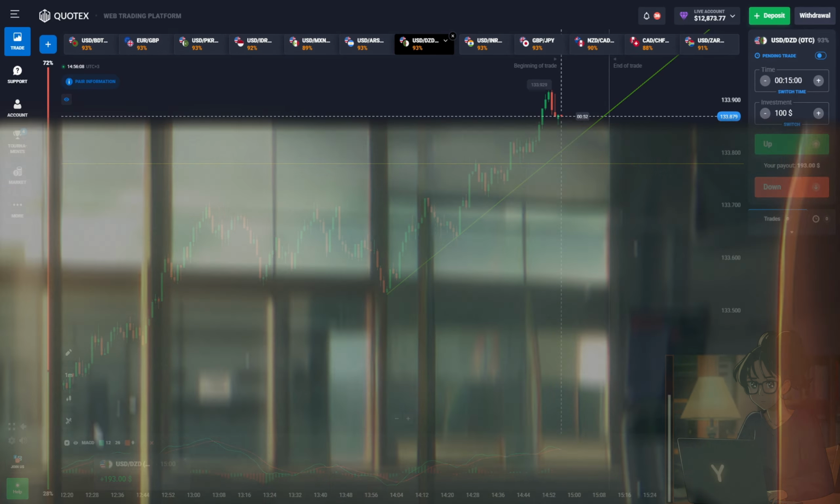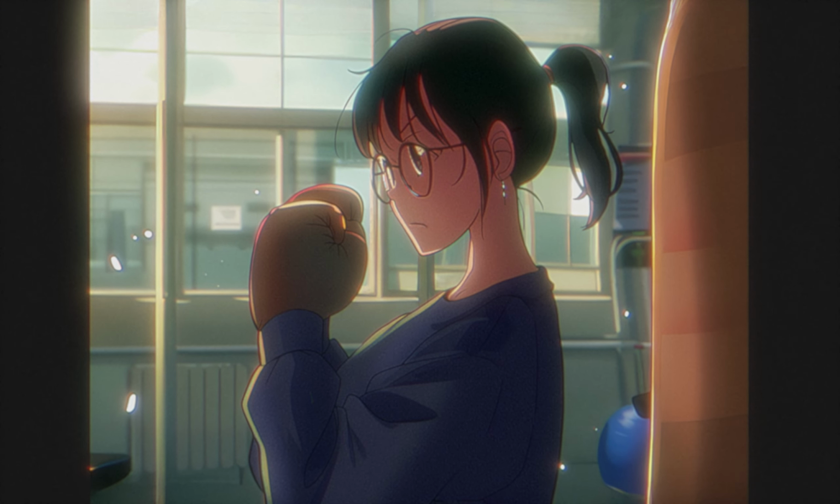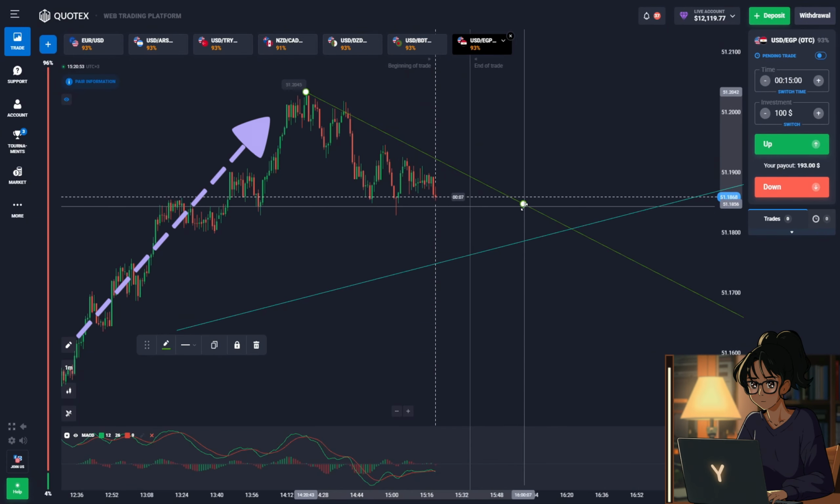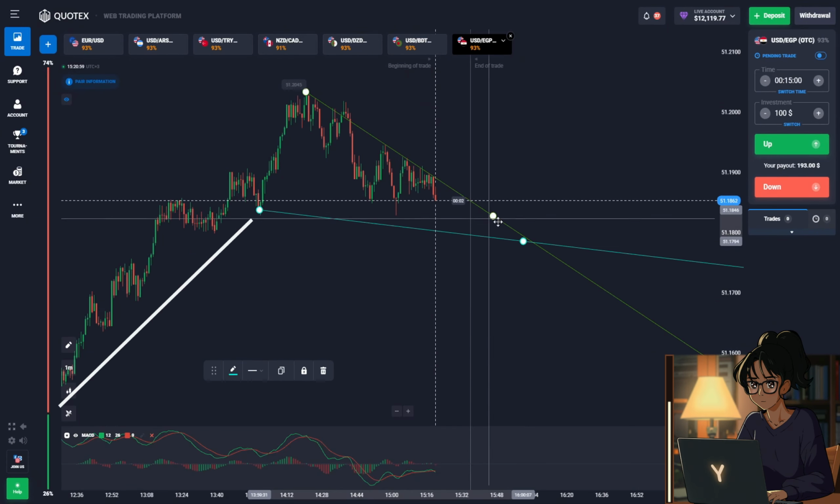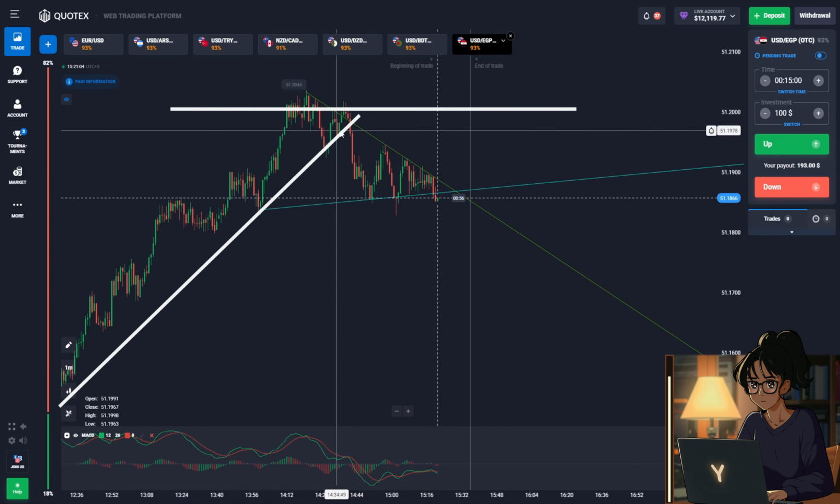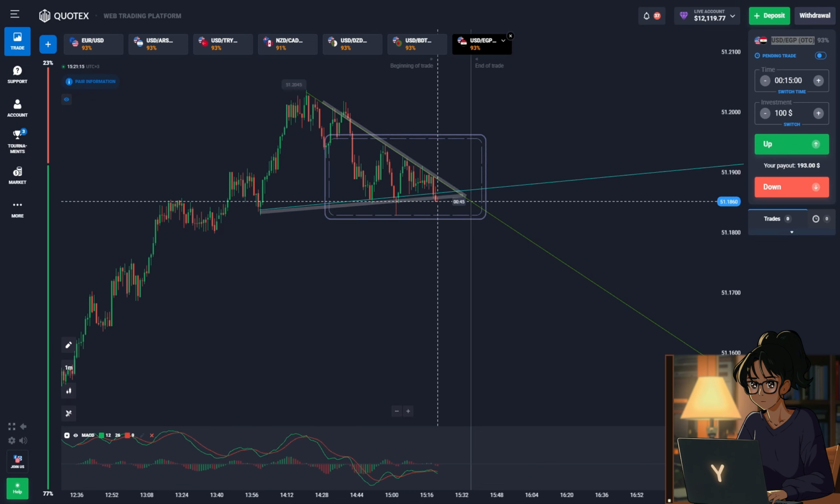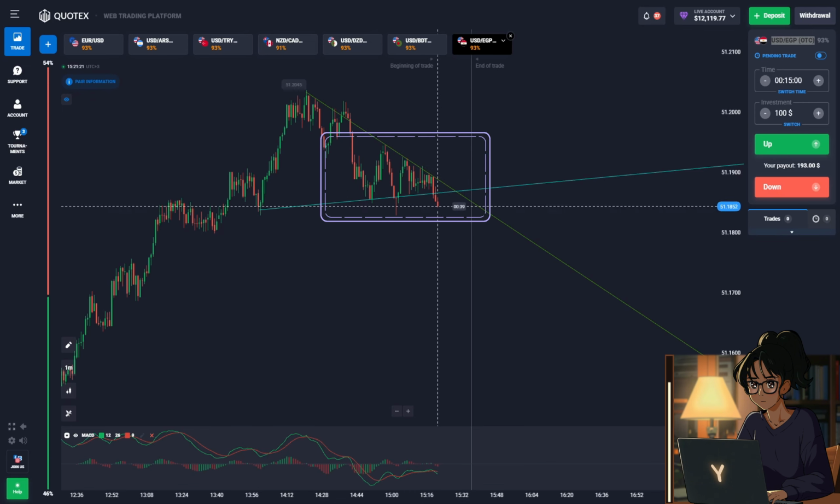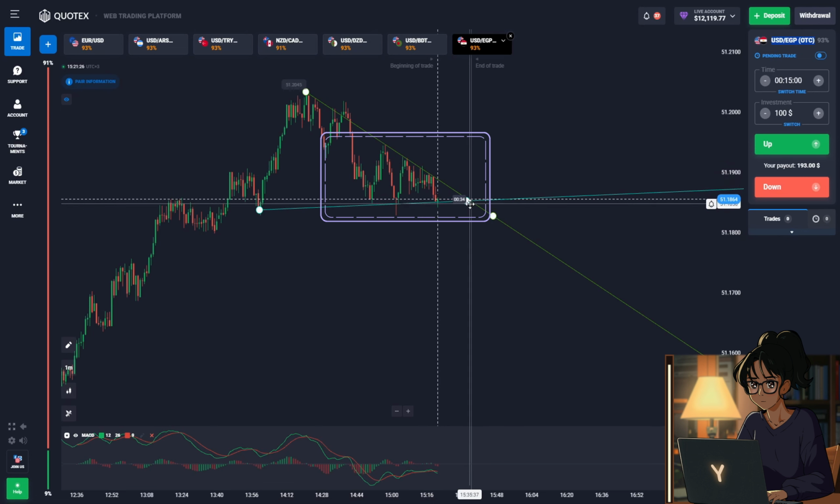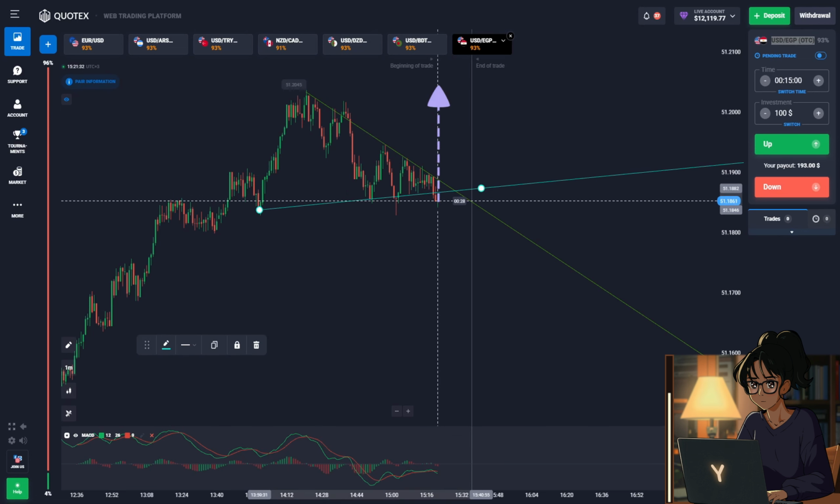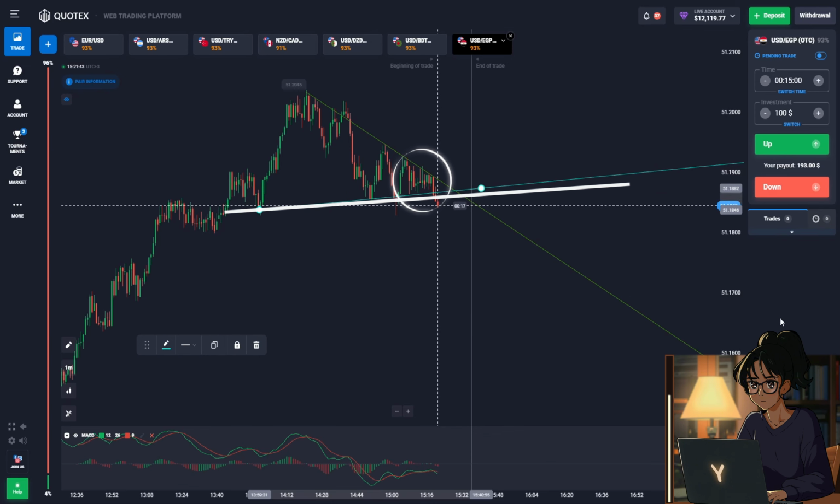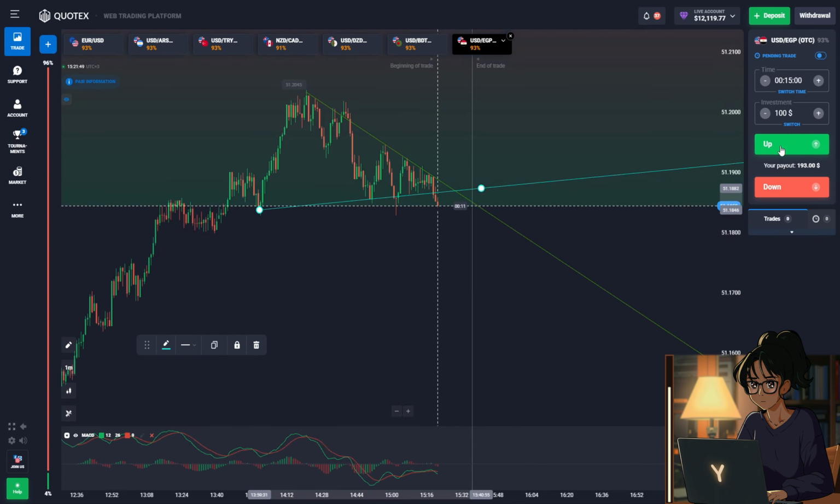Trade example number 2. Second setup, again, a strong uptrend. Price pulls back from the trend line, and I spot one more pattern, a wedge. This is another continuation setup. Price compresses between two trend lines, candles shorten, and the market kind of pauses before the next move. I watch as price touches the trend line, and though volatility is low, there's no chaos. That's what I want. As soon as price bounces off the trend line, I go in 15 minutes up.